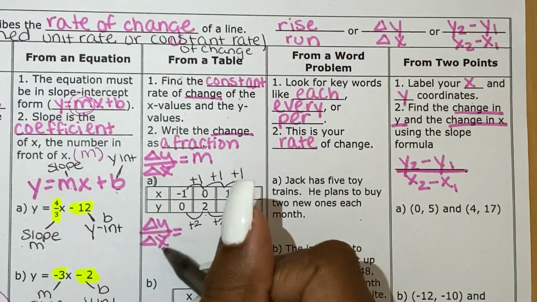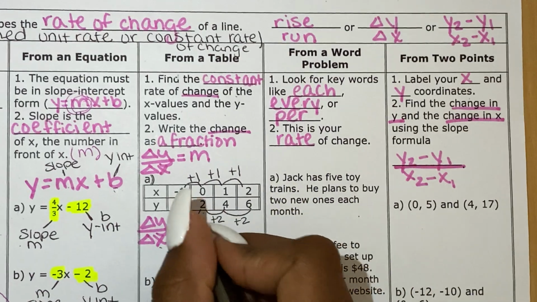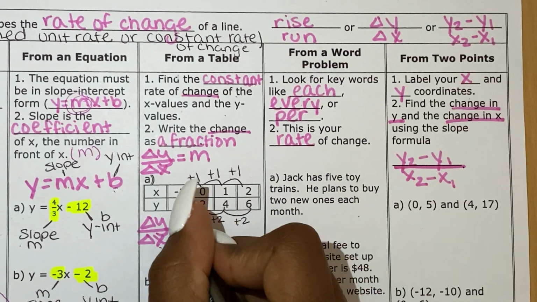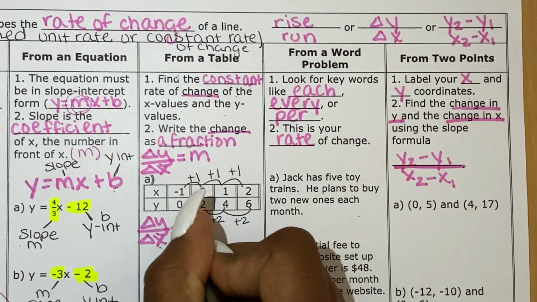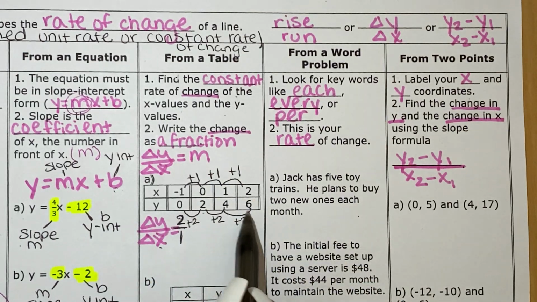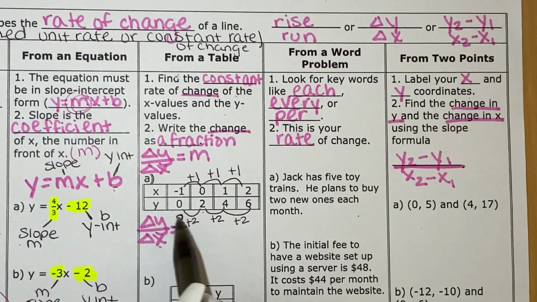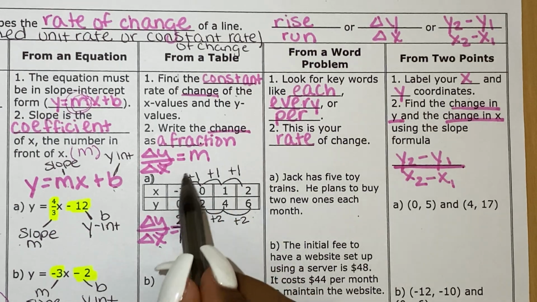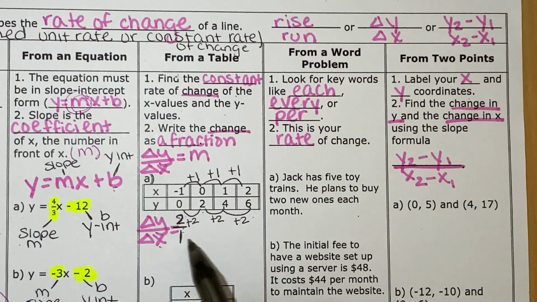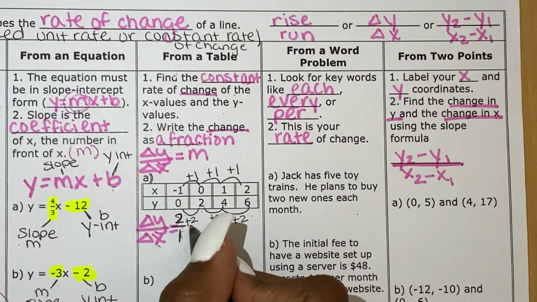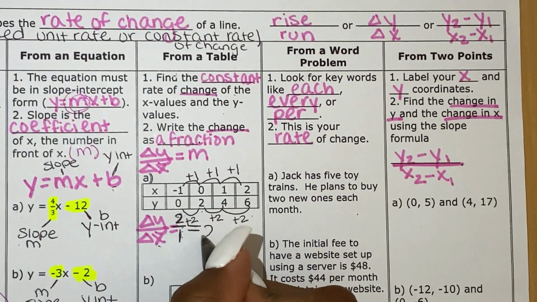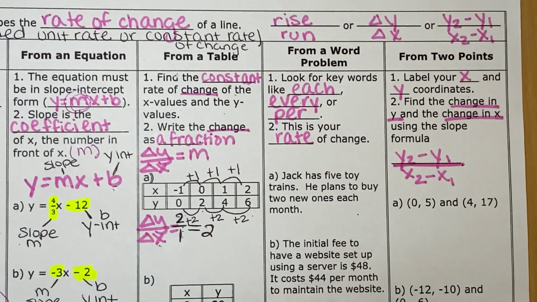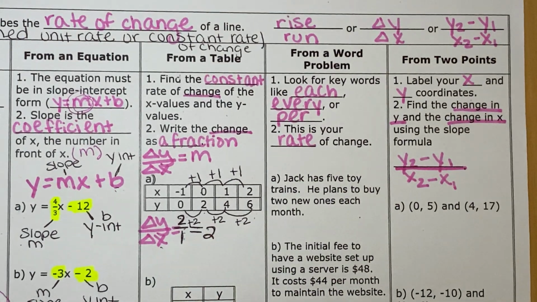So the change in y over the change in x is 2 over 1, because we took the changes in y and saw how y changed and put it up top. We saw how x changed and put it down bottom. And remember, 2 divided by 1 is simply 2. Okay? That 2 represents my slope.